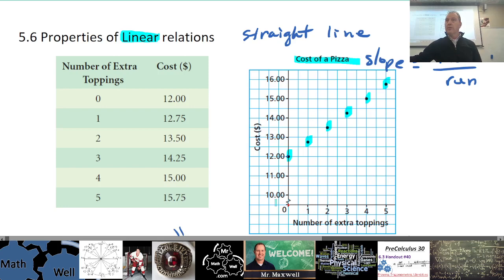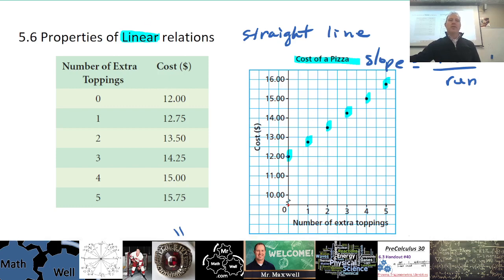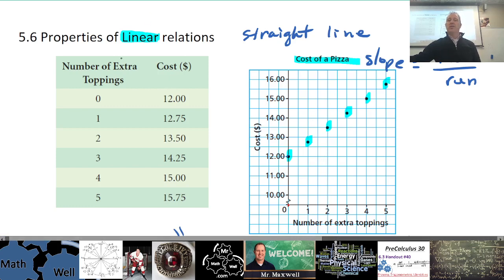You can have 0 toppings. You can have 1, 2, 3, 4. You can't have 1.7759 toppings, right? That's why there's no point at 1.7759 right here. There's no point there because it's not reasonable, so that's why we just have individual points. Now, a property of linear relations is that the points, or the line itself that's graphed, form a straight line. If you look at this carefully, they would all form a straight line if you were to connect them.